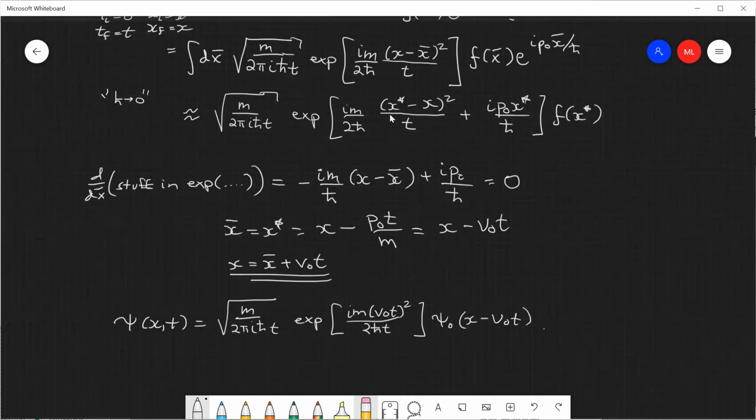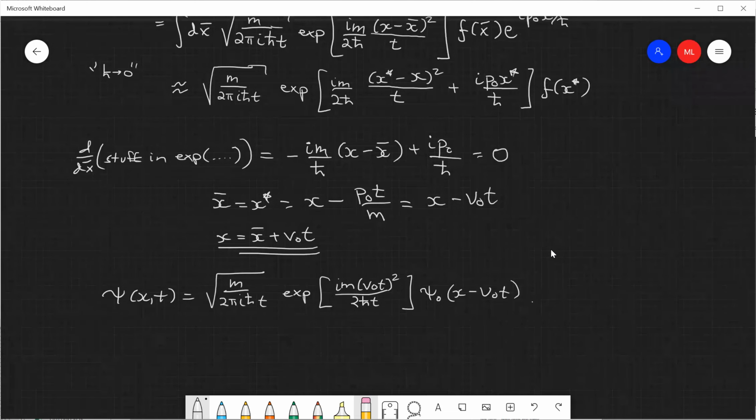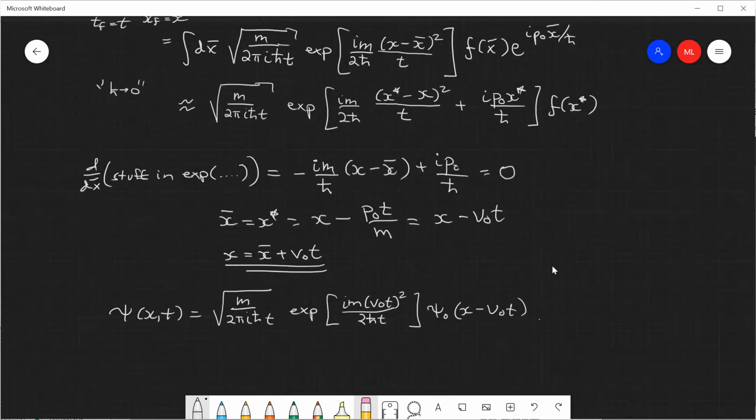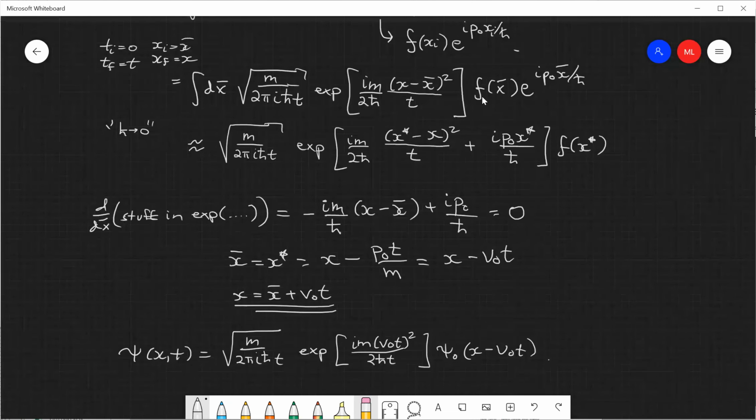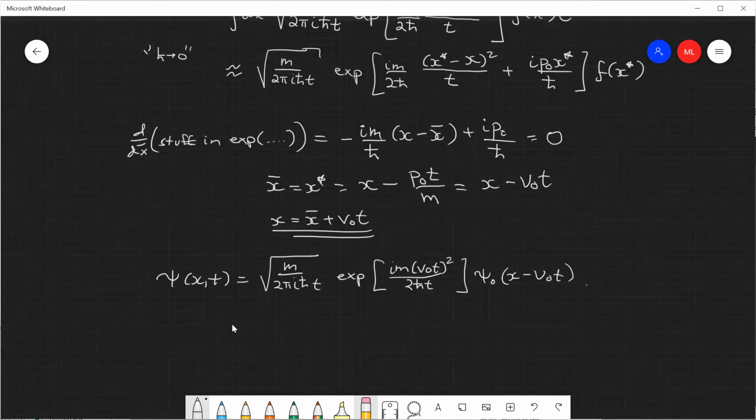Right? If we just plug in for x star here, this becomes v naught t squared over t. That's this exponential part. And then the rest of it is just this guy, the initial wave function evaluated at the stationary point, which is x minus v naught t. And that's just a shifted initial wave function. So for a free particle in the classical limit, all that happens is the wave function just shifts the original wave function by a constant amount.